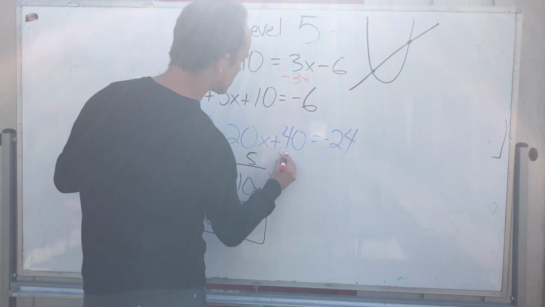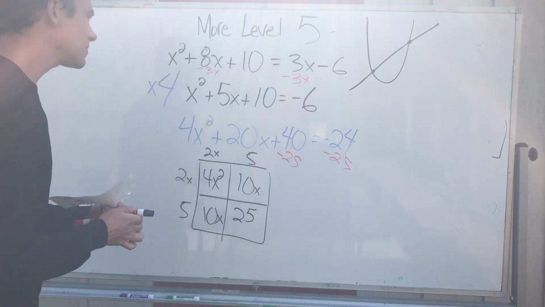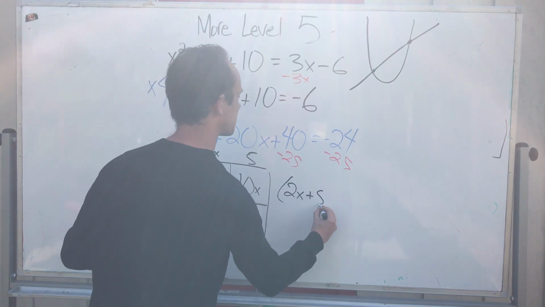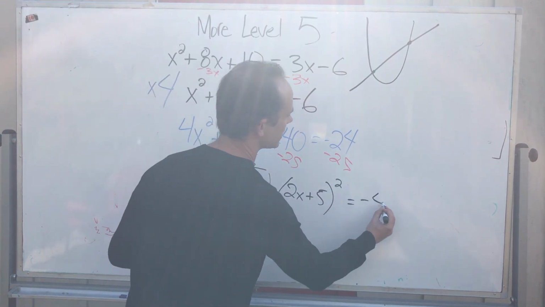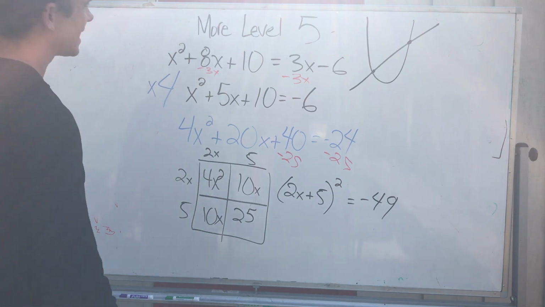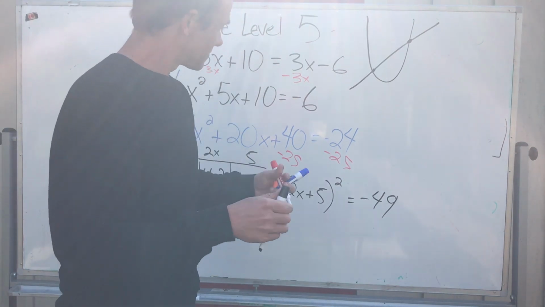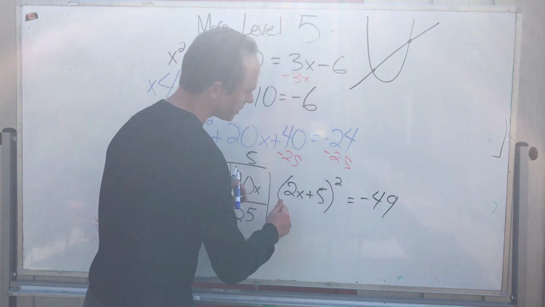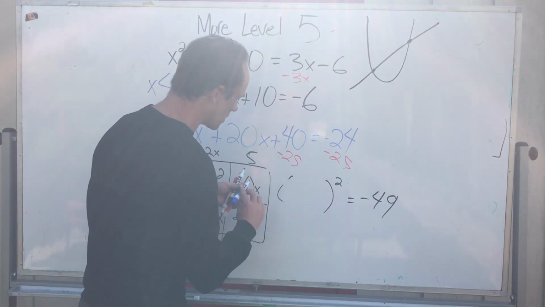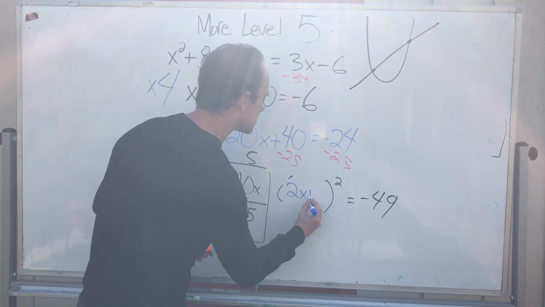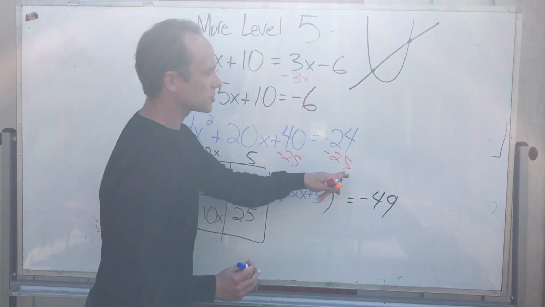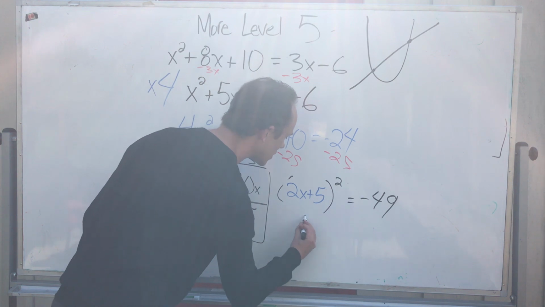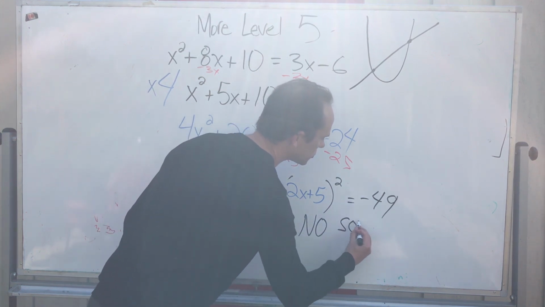So let's subtract 25. And what we have then is 2x plus 5 squared is equal to negative 49. And that cannot happen. What we get is something squared. So let's go with the 2x plus 5. Something squared is equal to a negative. That cannot happen. So this is a no solution.